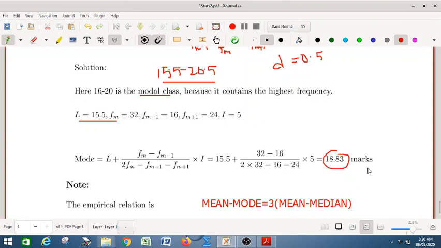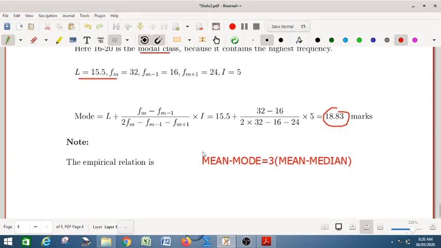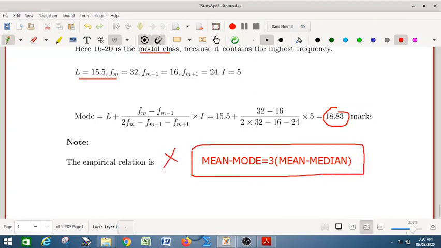Clear? Now there is a restriction. If the distribution is not of equal width and one modal class, how will you find the mode? There is an empirical relation between mean, median and mode. This is a very important relation, called the empirical relation: mean minus mode equals 3 into (mean minus median). If you know the mean and median, you can calculate the mode very easily. So this is how you can calculate the mode for classes that are not of equal width, or when the mean and median are known but you don't know the mode.